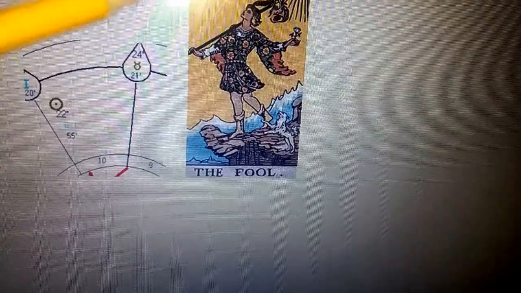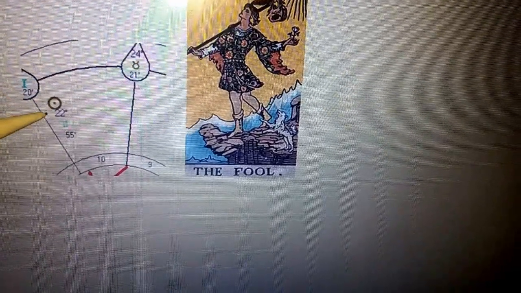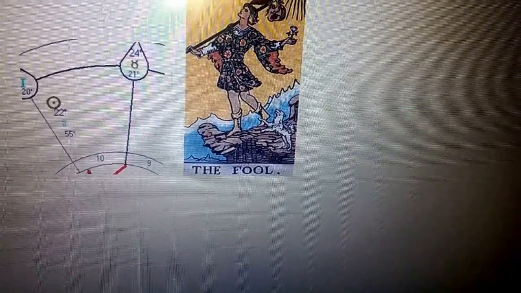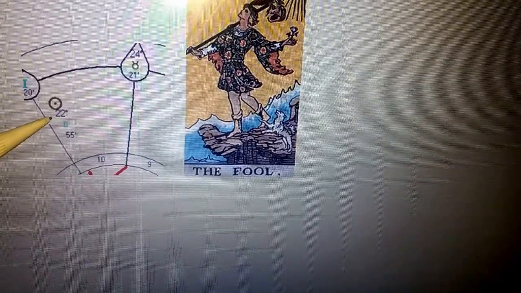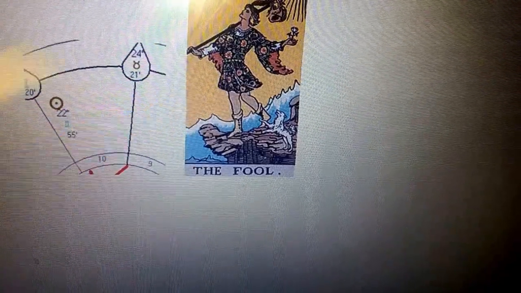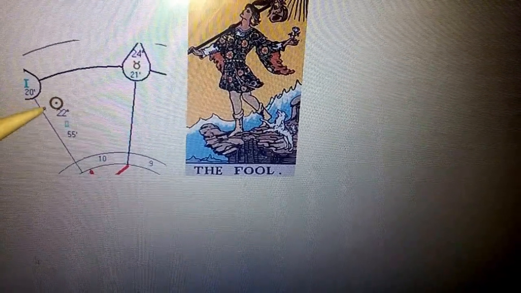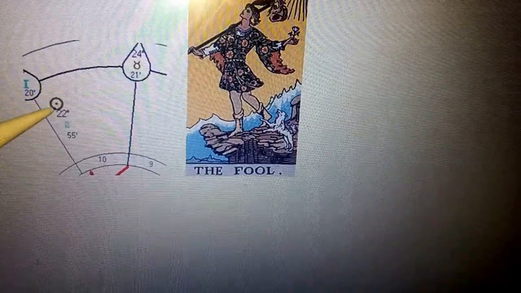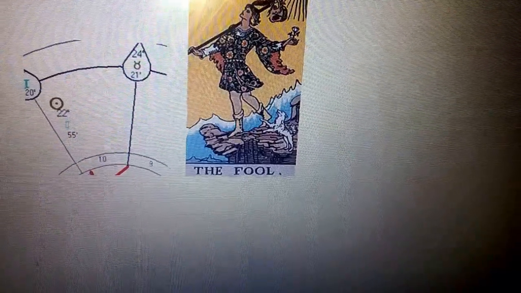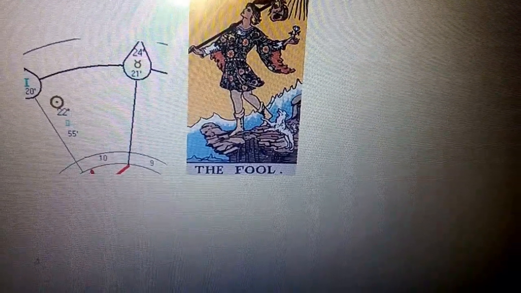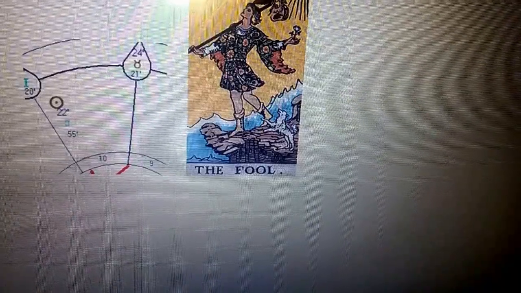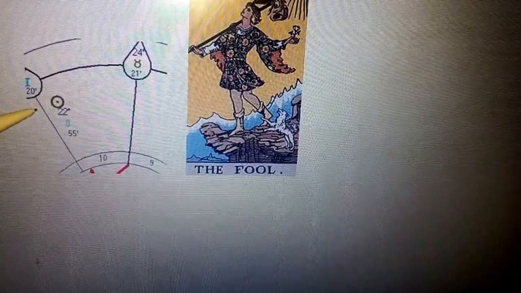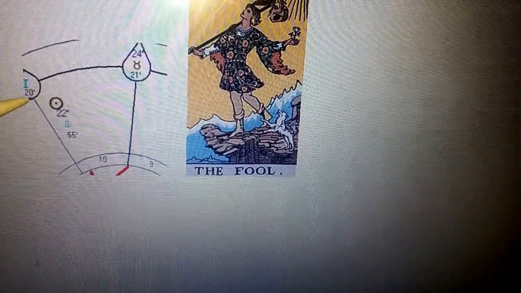We have the 22, which is 2 plus 2. That equals 4. So you have the 4. When you look at the tarot cards, they're numbered. In the major arcana, it goes from 0 to 22, and you're going to reduce it to the number of the zodiac that your sun is in. In this case, we have 22 or 4.